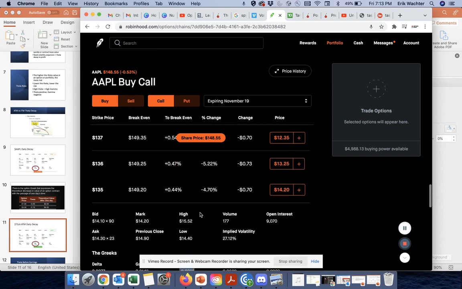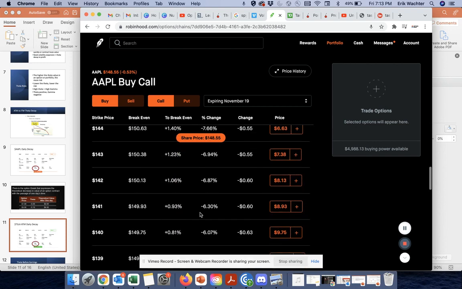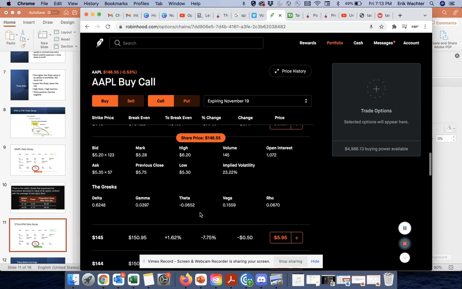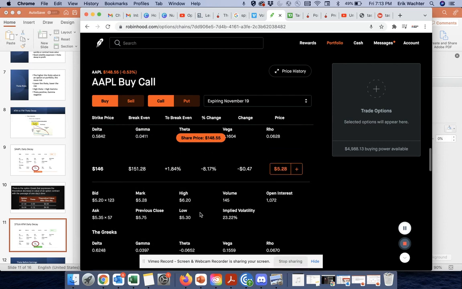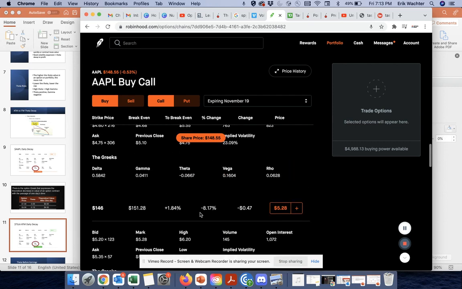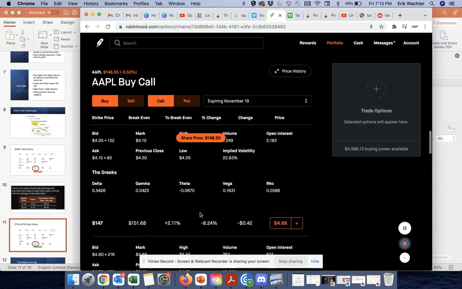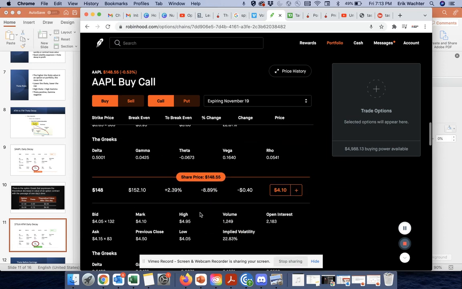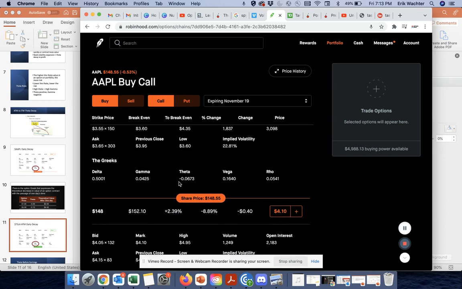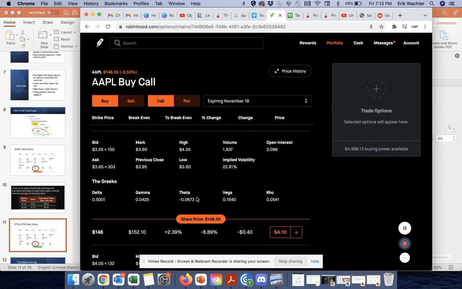Okay, so that means at the money will always have the most theta. And then we talked about how as time goes on, theta tends to become exponentially large. So it gets more and more negative. So the current date is October 22nd.